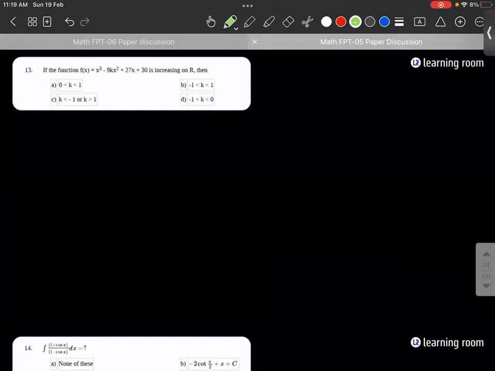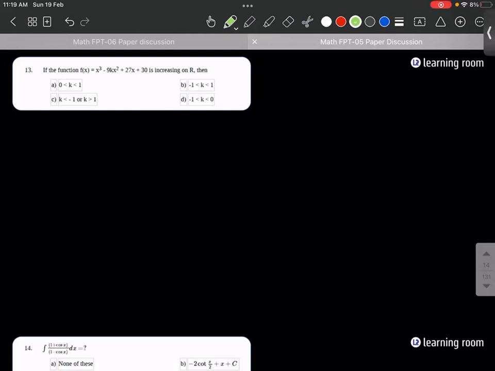Okay. So how to solve this? If the function is increasing on R, then the value of k belongs to. How will you approach? First of all, whether it is increasing or decreasing, what is the first step? F dash of x should be 3x square minus 18k plus 27. Correct? So 3 into, can I write this as x square minus 6k plus 9? Can I do that?